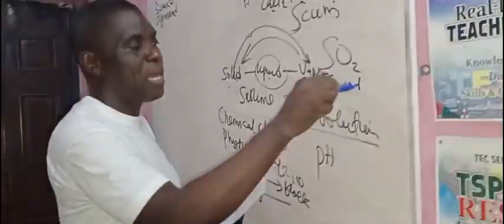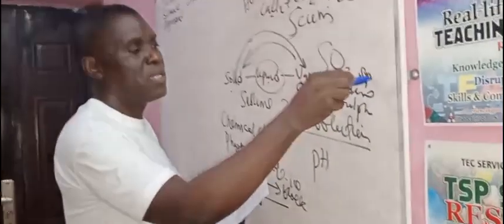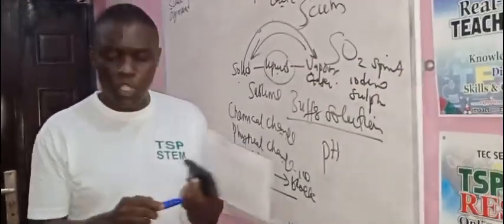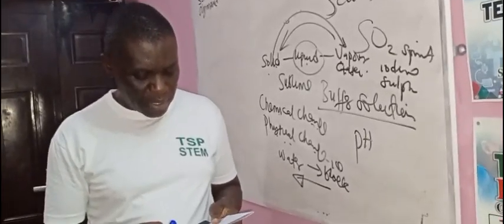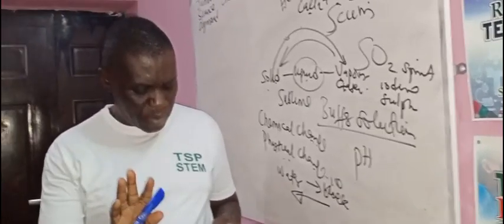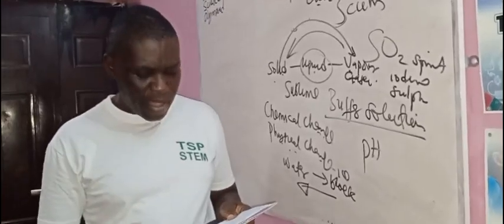And what are the substances that sublime? Iodine, sulfur, spirit, all those substances sublime. They turn from solid state to gaseous state. Just give me like 3 more minutes, okay?